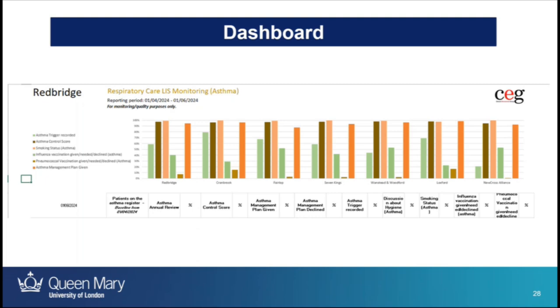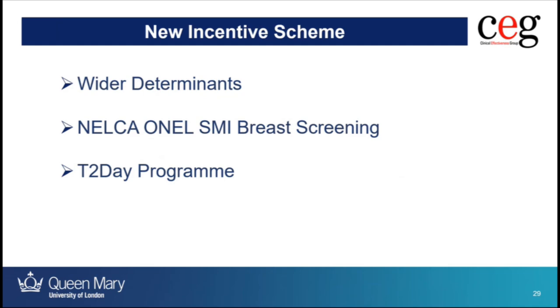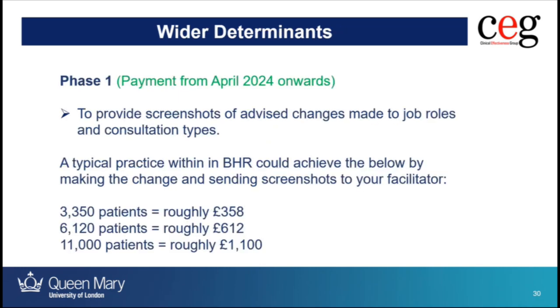Right, so I'm going to pass you over to Billy now, and she's going to go through the new LIS's with you. Hi everyone, so I'm going to look at the new incentive scheme. So first of all, we've got the wider determinants, then we have the SMI breast screening, and then the Today programme. So let's move on to the wider determinants.